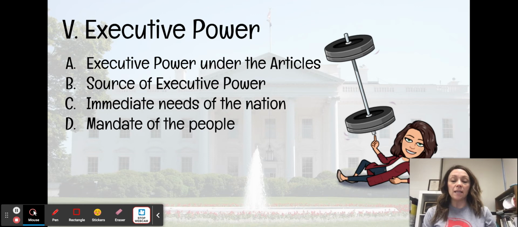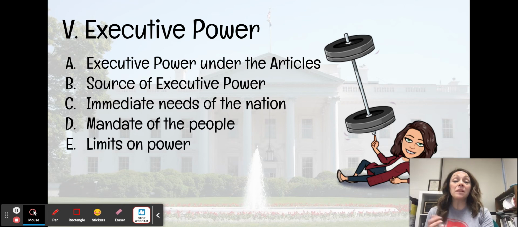And this word mandate kind of sounds like mandatory, okay? So if you are the people of the United States and you are voting for a president and he or she says whenever they are elected president, they are going to pay teachers $100,000 a year, okay? So if that's one of the things that they campaign on and they are overwhelmingly elected to office, then that's a mandate, right? The people are saying to that person, hey, you said you're going to do this, and this is what I want you to do, okay? So the mandate of the people can also be a source of presidential power.